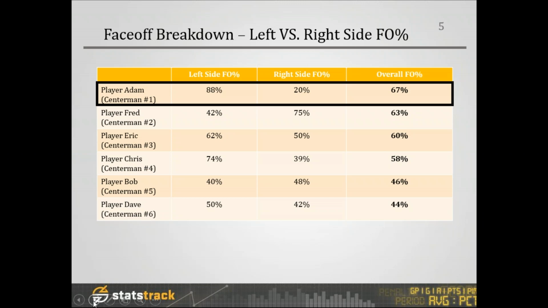So while it appeared at the top level that the team should use this player on key draws, the analysis showed that in fact he should only be used for face-offs on the left side, and that every other center on the team would have been a better choice for right side face-offs.